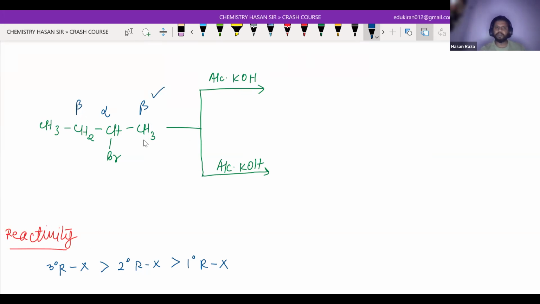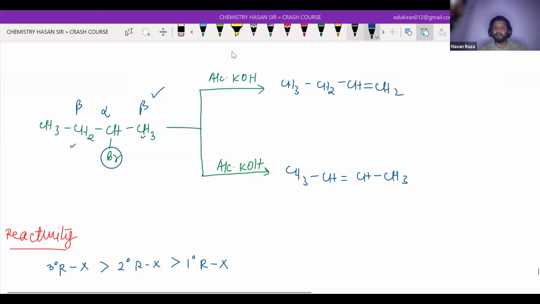So first I'm going to take this. So you are going to remove this bromine and this hydrogen. So what will be the product? This will be as it is, and there will be CH double bond CH. And then you are going to remove this. So there will be CH3, and then comes your CH double bond CH, and this will be your CH. So this will be your but-2-ene and this will be your but-1-ene. So this will be your minor, and this will be your major, and this product is also known as Saytzeff.